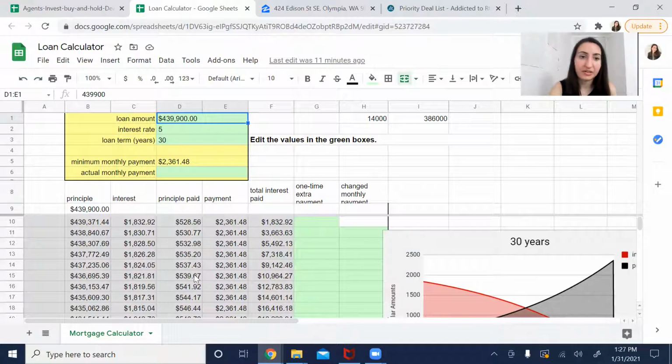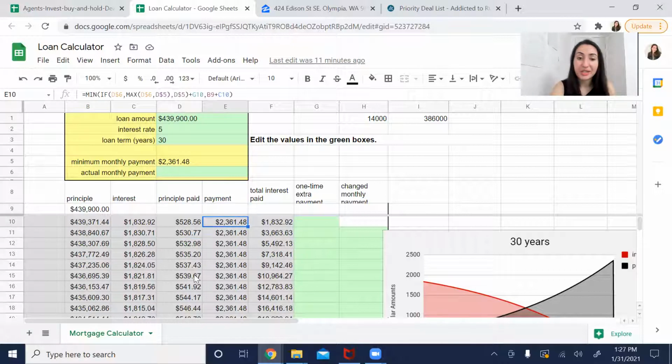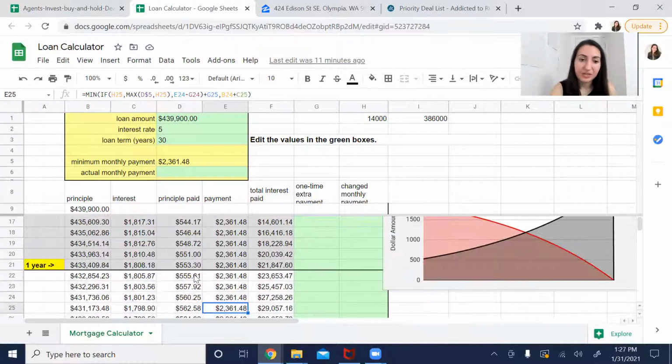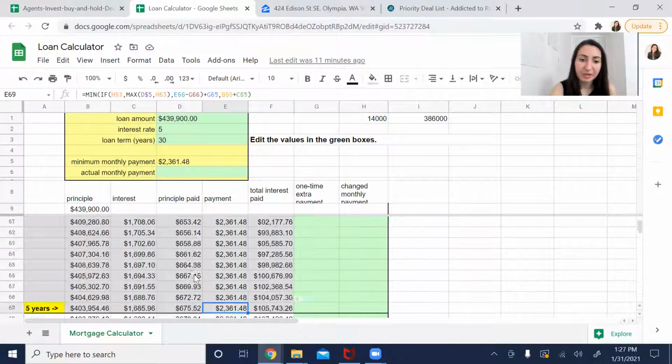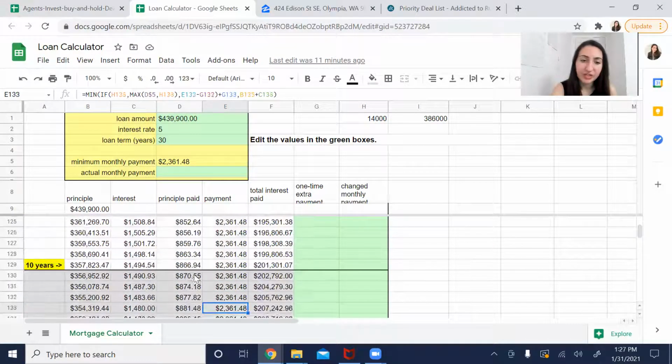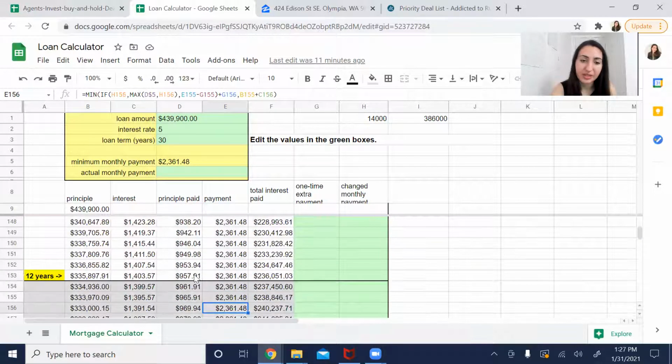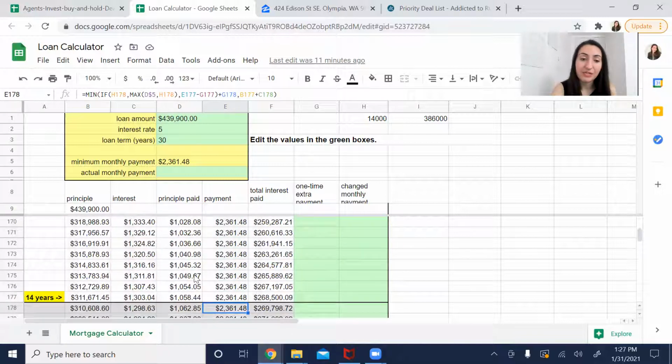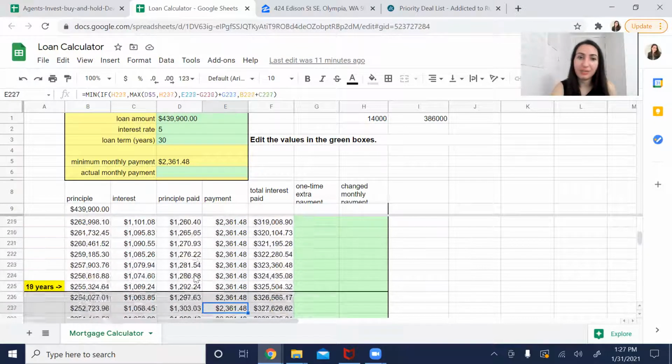But I usually use another loan calculator that you can put here the information, and then you know how much money you will be paying every month. So that is the amount of money that you will be paying every month, $2,361 for the loan of the property.